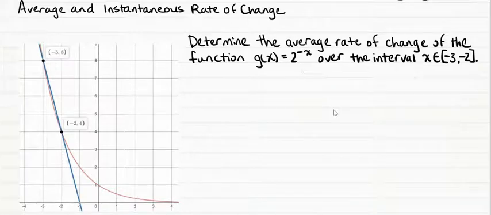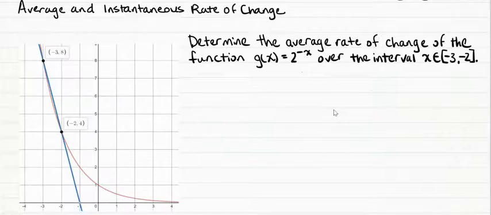Hello, this video is going to go through an example of calculating an average rate of change and an example of calculating an instantaneous rate of change. So the first question here is to determine the average rate of change of the function g of x equals 2 to the exponent negative x over the interval x is from -3 to -2.